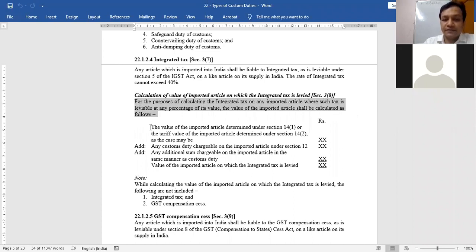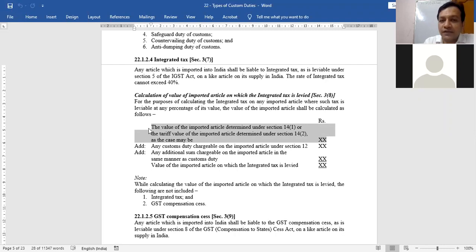What it says. Now this will be the value on which I will charge IGST. But how have you arrived at this value? Now read it. This is my first value: the value of the article determined under section 14 subsection 1, or the tariff value of the imported article determined under section 14 subsection 2. Till I discuss with you the concept of valuation, you ignore it.